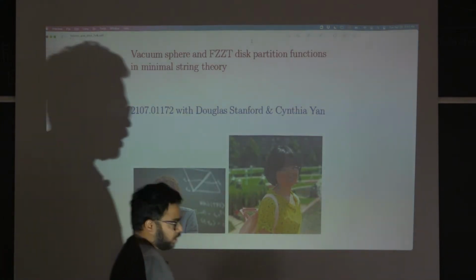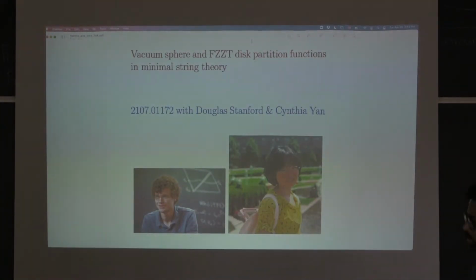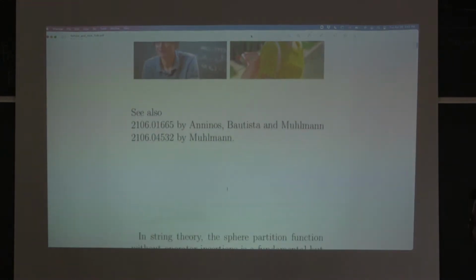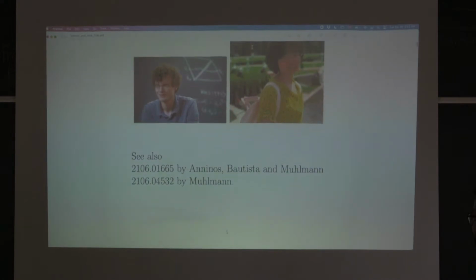So this talk is about some computations in string theory, or toy models of string theory, that we did last year. But I should also point out these other papers that appeared around the same time by Dionysios Anninos and Beatrix Mühlmann and Bautista. They were motivated by different considerations of de Sitter space, in particular two-dimensional de Sitter space. So I encourage you to look at those papers as well.